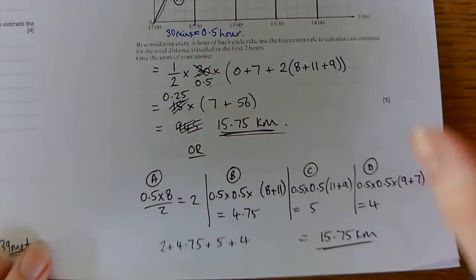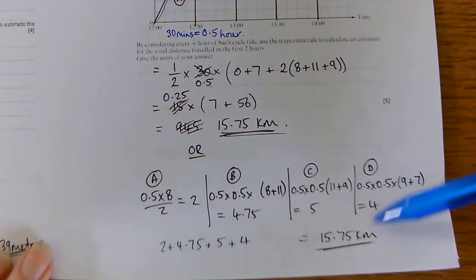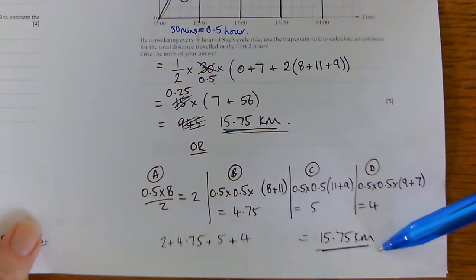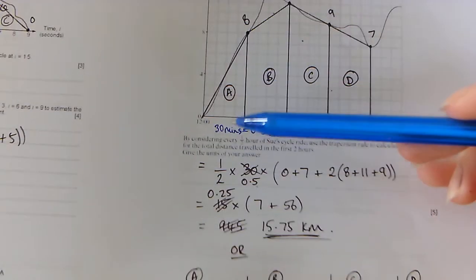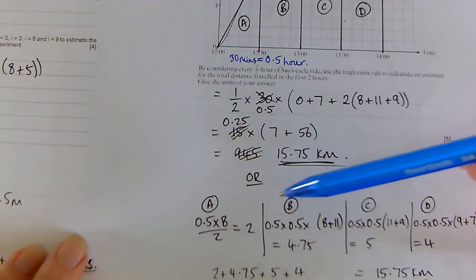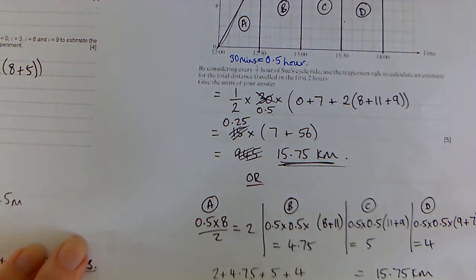Or if you're doing it the way with the trapeziums and the triangles, again, those are the values that I get there. And you'll notice that what I've done with my questions here is I've split it up A, B, C, D, so you can see what each of those corresponding values are for A, B, C and D.